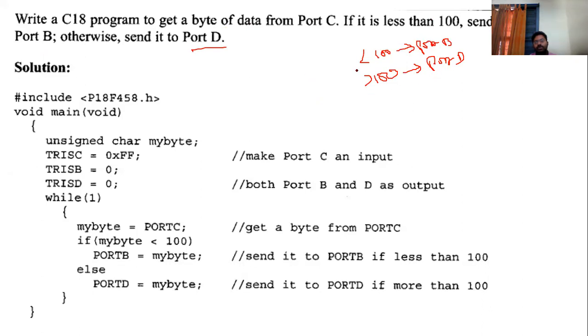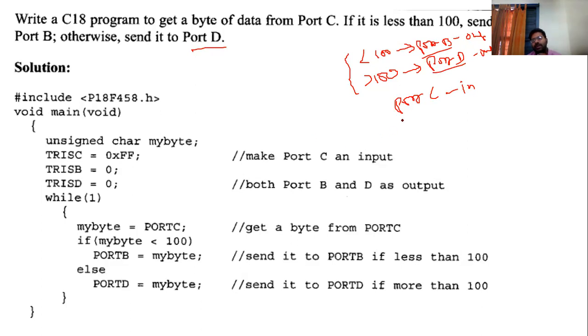Okay. So where will you get this information? From port C you will get it. This is the input port. These are all output. This is also output. So the value you get from the microprocessor, if it is less than 100, send it to port B. More than 100, port D can send it. So that's why you can make this.